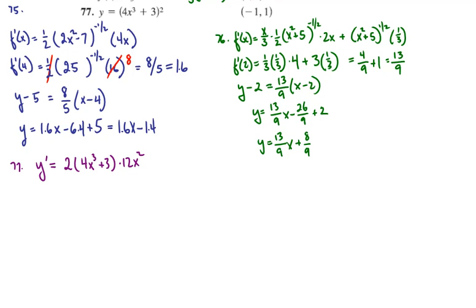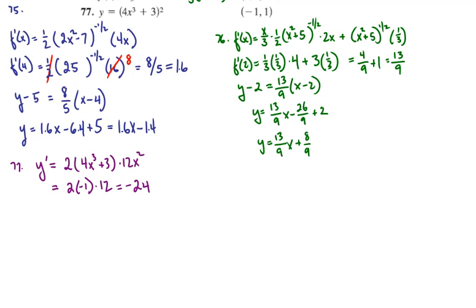So now we're ready to plug in x equals -1. So x cubed, -1 to the third power would be -1 times 4 is -4 plus 3 is -1. So that'll give us 2 times -1, and then -1 squared would be 1 times 12, and we're going to end up with a slope of -24.